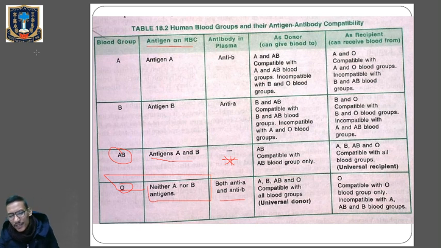O has no antigens, but both the antibodies, anti-A and anti-B. So as donor, O is compatible with A, B, AB and O, all the blood groups. So O can donate blood to all the other blood groups, so it's called universal donor. But as recipient, O is compatible with O blood group only. Okay, so O can receive blood from O blood group only. It is incompatible with A, AB and B. Incompatible means mismatching. Okay, so kindly go with table number 18.2 also.